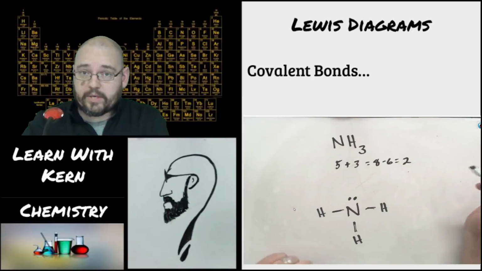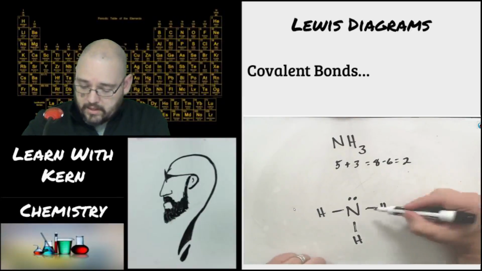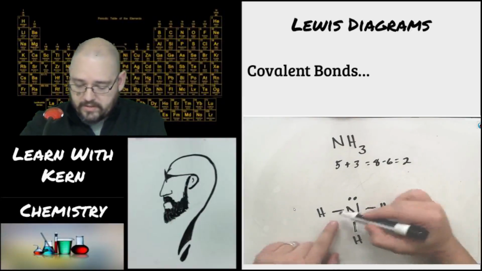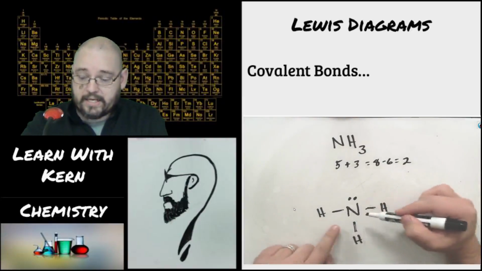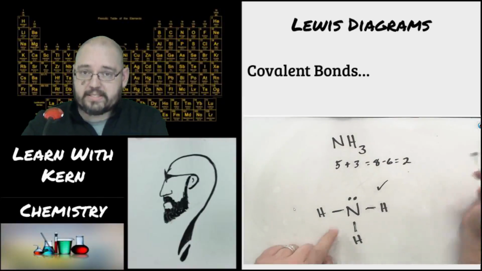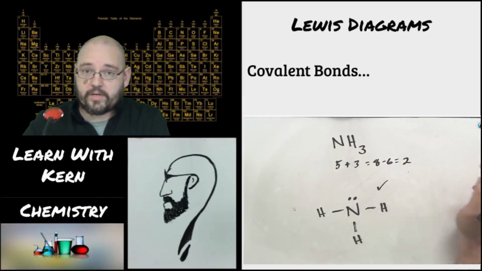All right, and now I need to check the octet. Hydrogen, stable. This hydrogen, stable. This hydrogen, stable. Nitrogen has 2, 4, 6, 8 electrons. It's stable, it's happy. This is the Lewis diagram for NH3.